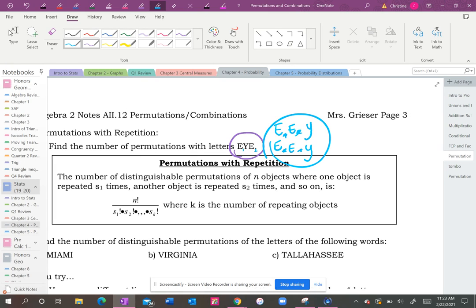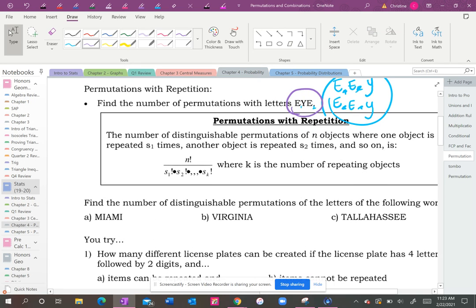So when you have repeating letters, for example, if you're doing Miami, it doesn't matter if you pick the first M or the second M. The letter M, it doesn't matter. So there is a formula for this. I'm going to just press pause real quick and let's just talk about a permutation.